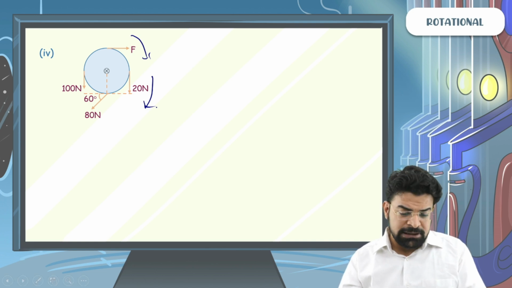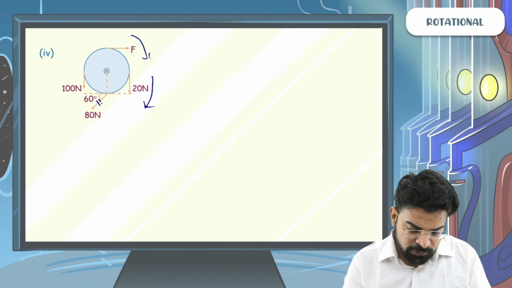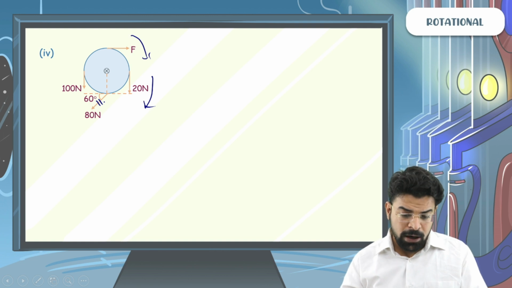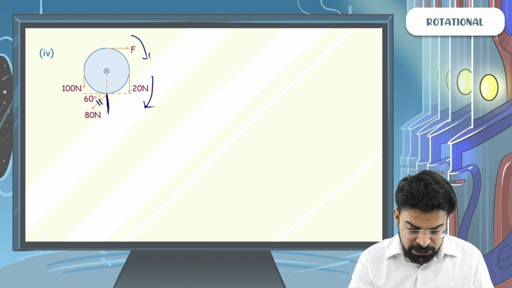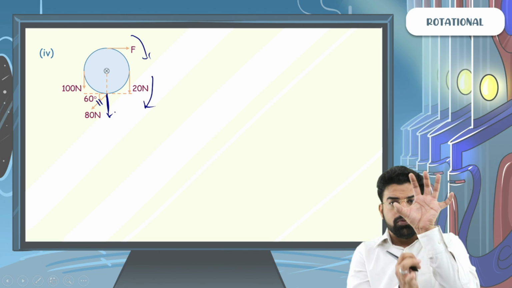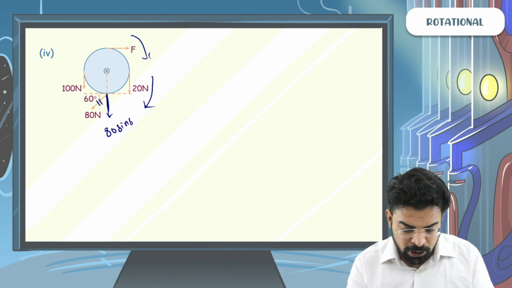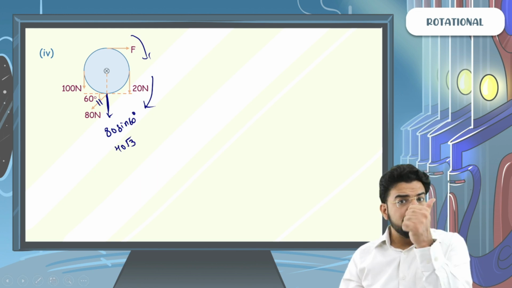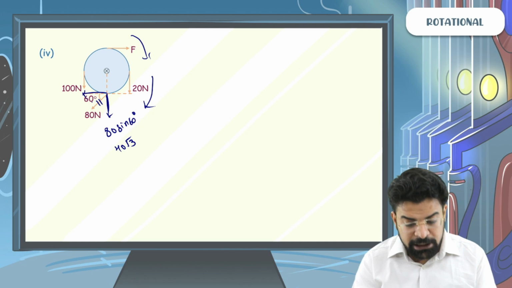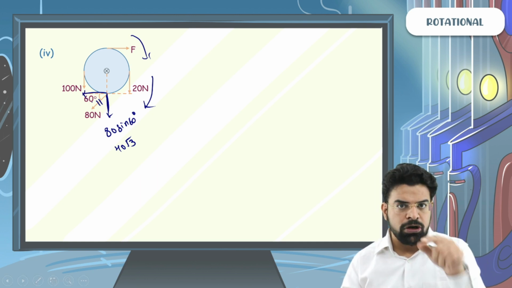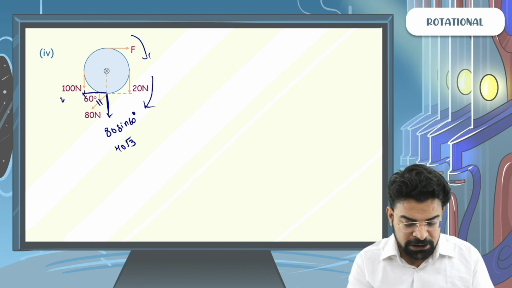What about this 80 Newton force? Sir, this 80 Newton force will have two components. One, away from the hinge, that will just try to pull the disc down, and that will be 80 sine 60, or 80 root 3 by 2, that is 40 root 3. And there will be another component tangentially, and that will be 80 cos 60, and cos 60 is half, so you will get 80 into half, that is 40 Newton.